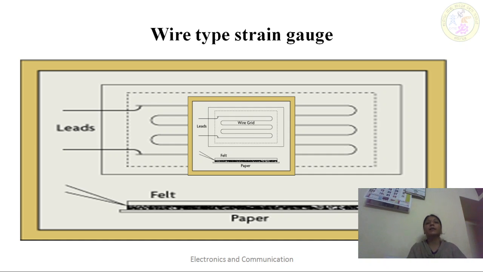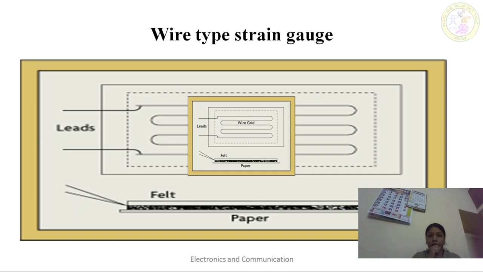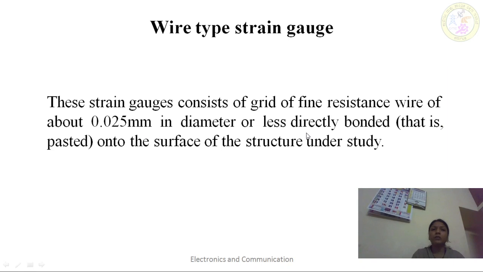So this looks like this. Here leads are there. This is a wire grid. This is paper. This is the wire grid. So, wire type strain gauges consist of a grid of fine resistance wire of about 0.025 mm in diameter or less, directly bonded, that is pasted onto the surface of the structure under study.